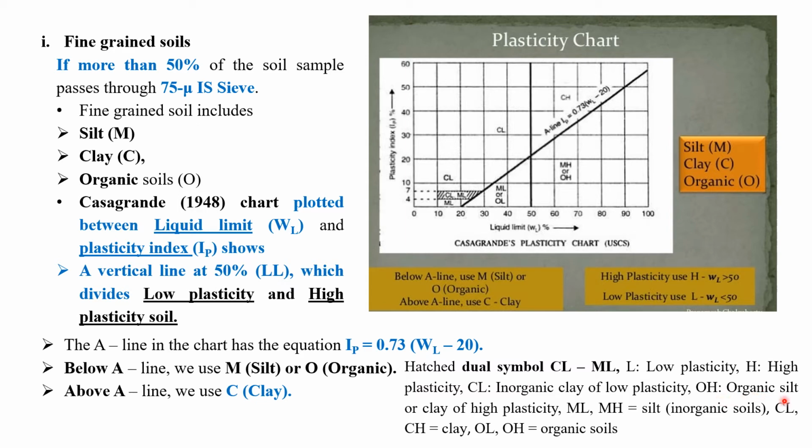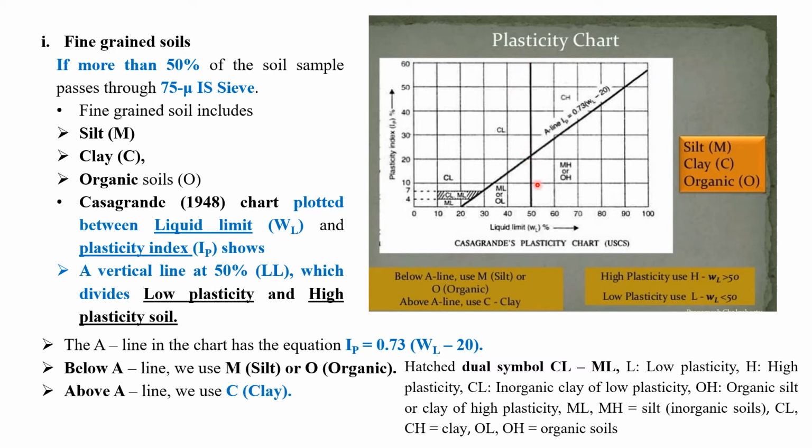OH is organic silt or clay of high plasticity, or we can say high plastic organic soil, right? ML low plastic silt, MH high plastic silt. CL low plastic clay, CH high plastic clay, OL low plastic organic soil, OH high plastic organic soil. तो हम लोग क्या देखते हैं यहाँ कि two lines, as I told you. Below A line, the silt and organic soils are there. Above A line, the clay soils are there.